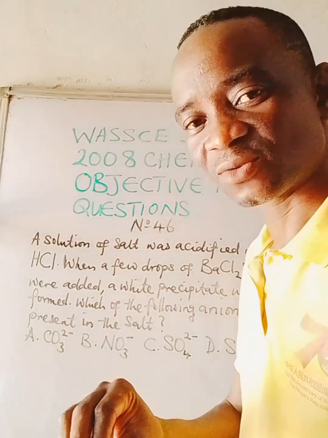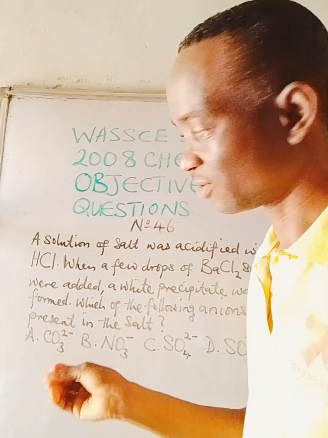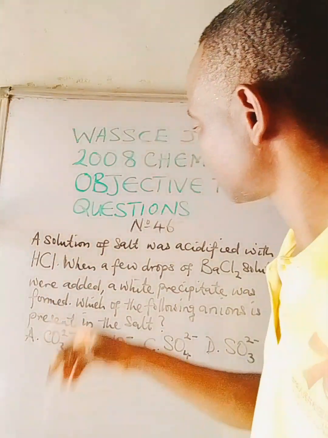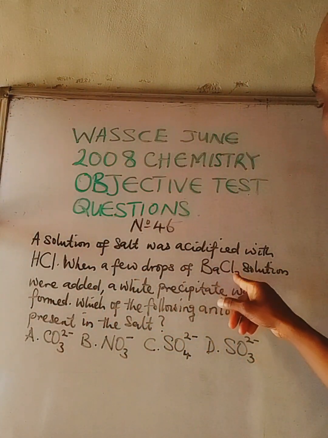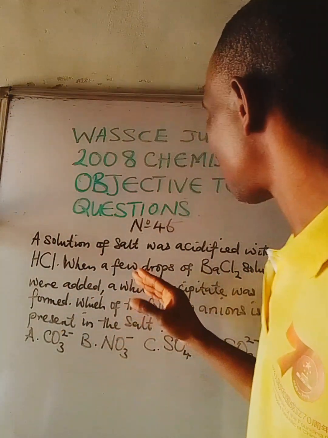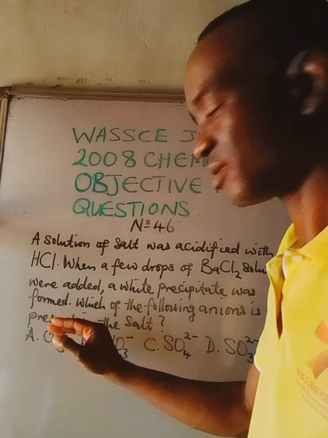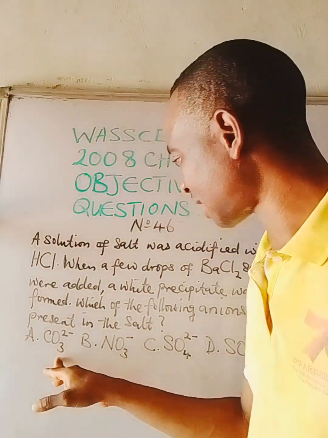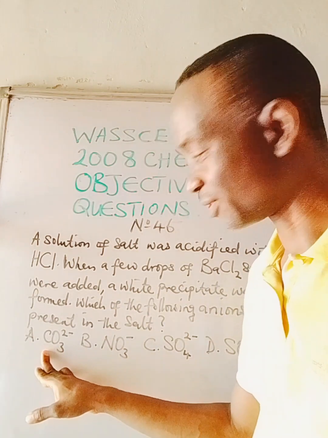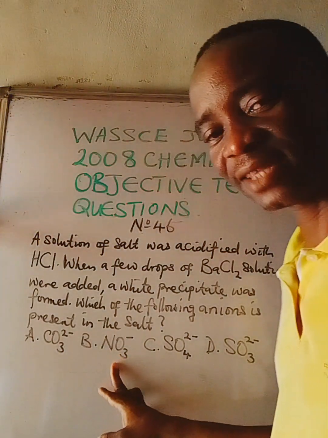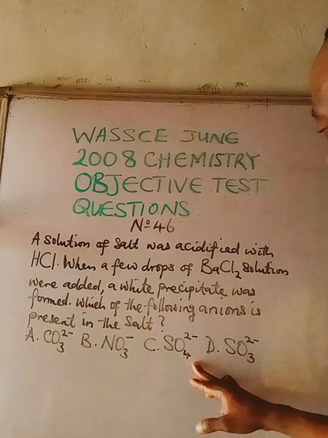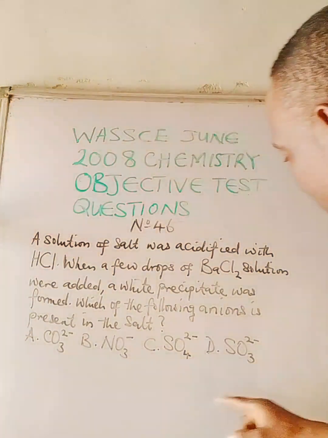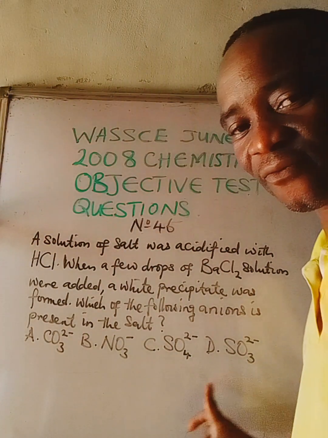You put salt inside water, it dissolves, then you add hydrochloric acid. When a few drops of barium chloride solution were added, a white precipitate was formed. Which of the following anions is present? Trioxocarbonate 4 ion, trioxonitrate 5 ion, tetraoxosulfate 6 ion, trioxosulfate 4 ion.